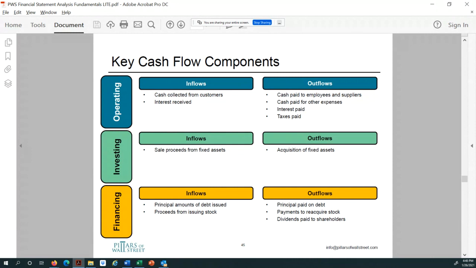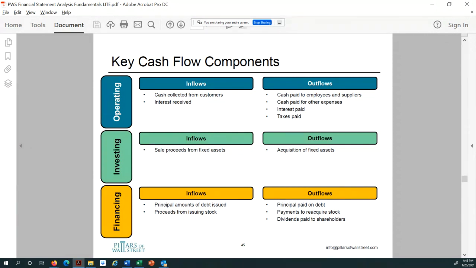The investing cash flow section takes into account the purchase and sale of any fixed assets, and the financing cash flow at the bottom, right? That's the third section. That accounts for any changes in debt, stock, as well as dividends. Those are the three big buckets in financing. Changes in debt, changes in stock, and dividends.